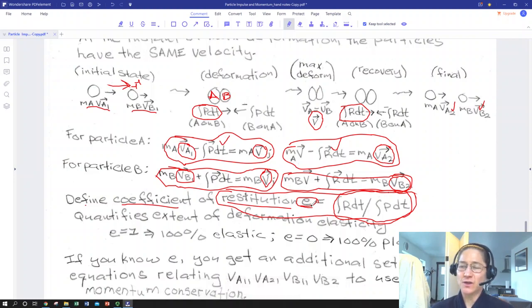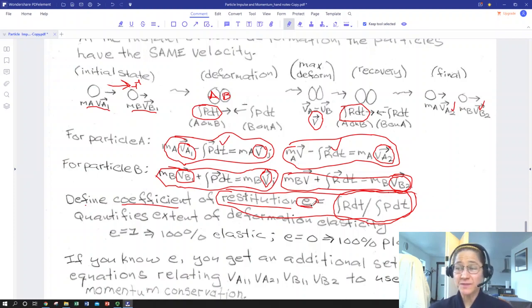So just like in statics, where we had to use the definition of friction to give us an additional piece of information, sometimes to solve for all the unknowns that we had, we're using additional information about the nature of the impact in terms of the nature of the deformation and recovery. Is it elastic? Is it inelastic? To solve for all of our momentum expressions, namely our velocity expressions.